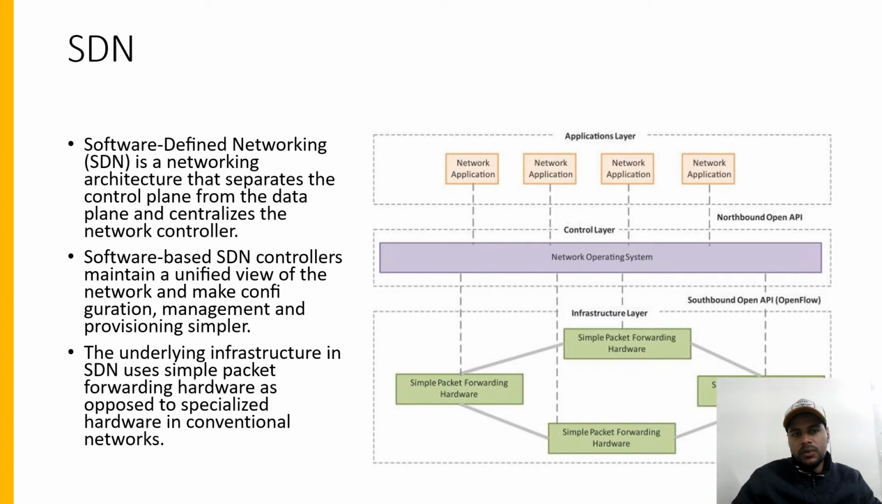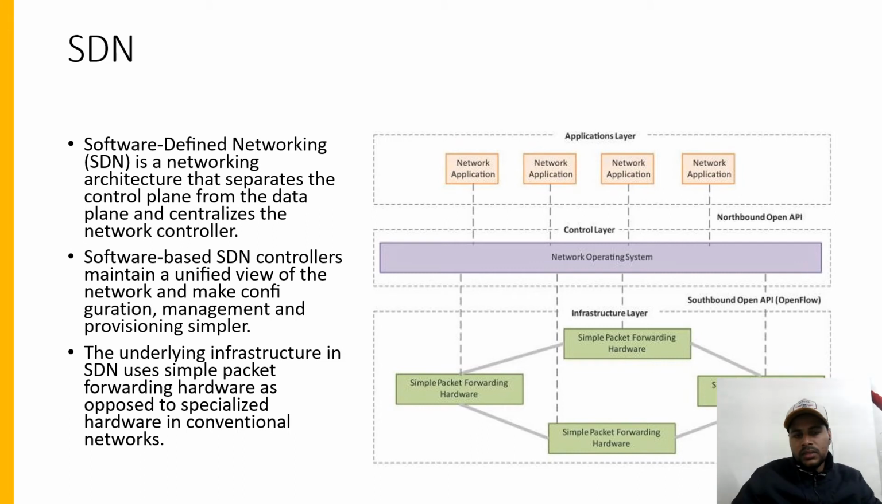Now we will study SDN. SDN is nothing but software defined networking. It is a networking architecture that separates the control plane from the data plane and centralizes the network controller. Software based controllers maintain a unified view of the network and make configuration, management and provisioning simpler.